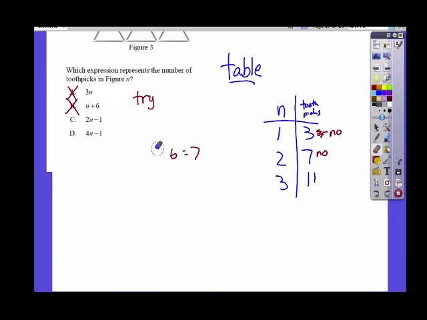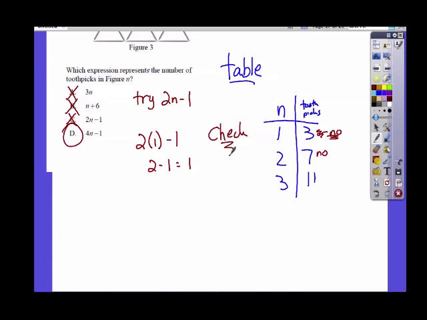So let's move on to 2n minus 1. Again, we plug the numbers in. So we put 1 in for n. So 2 times 1 minus 1 gives me 2 minus 1, which is 1. And again, that's not equal to 3. So as long as it doesn't match any of these, we know that that's not going to be the correct expression. So it has to be letter D.